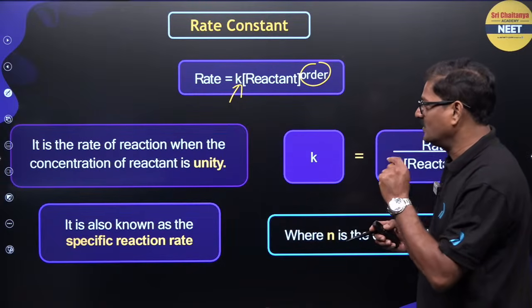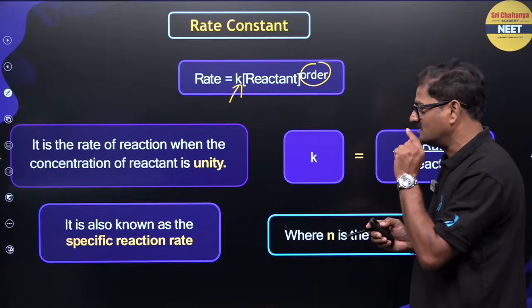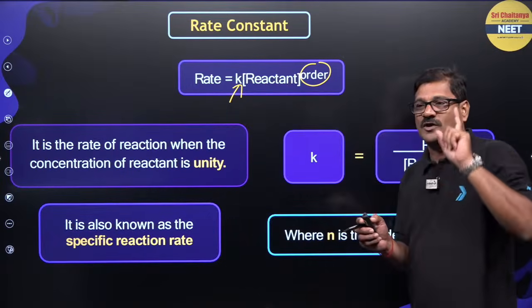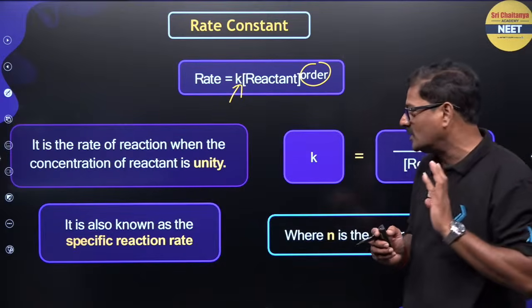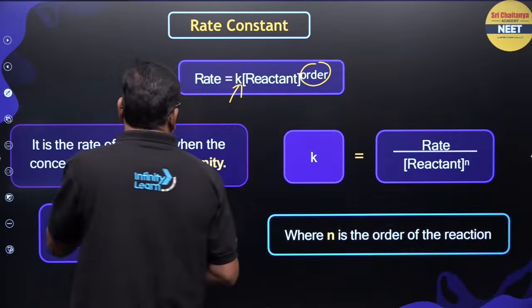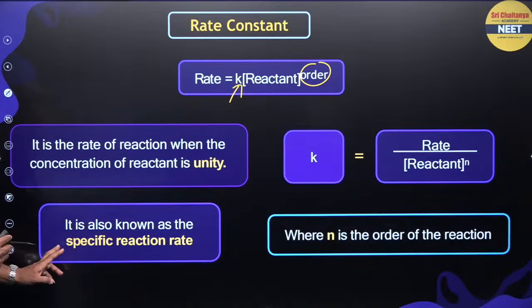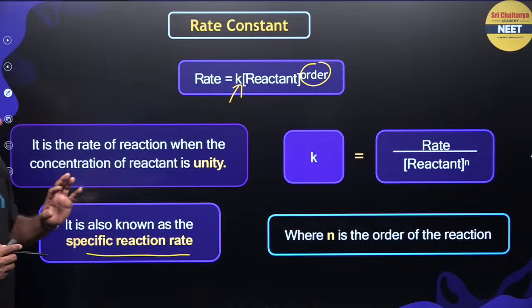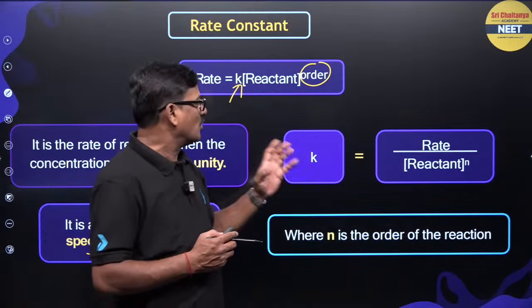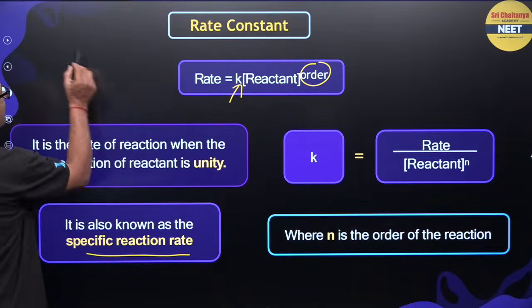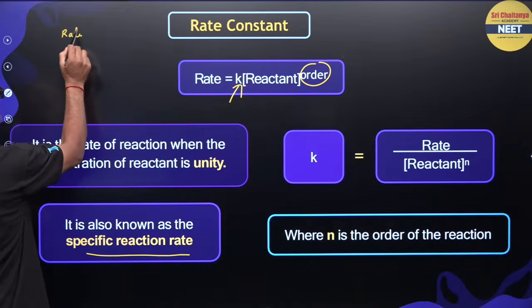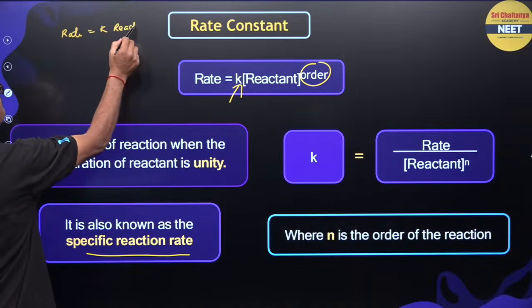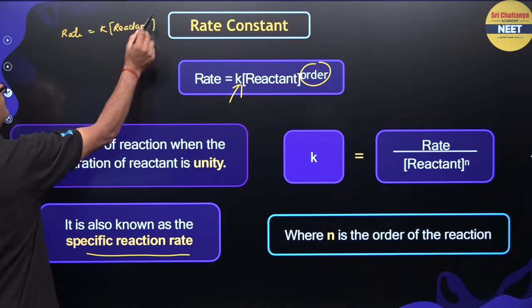So it is the rate of reaction when the concentration is taken as unity. जब reactant का concentration 1 mole per liter, molarity 1 होगा, तभी ये K is equal to rate constant. Is also known as specific rate constant or specific rate, where n is the order. So you can say rate now is equal to K reactant concentration to the power n.